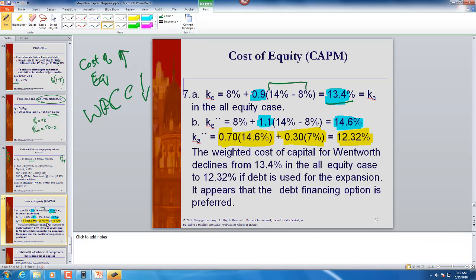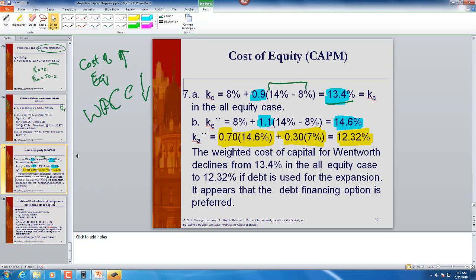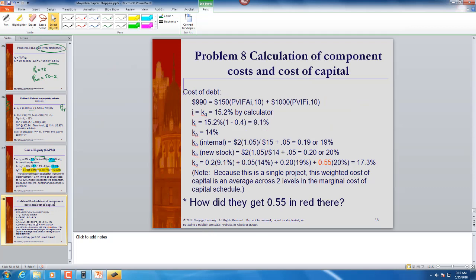Now we come to probably the most important concept. Now this is problem 8. Calculation of component costs and of cost of capital. Now, in addition to what you see here, I'll also send you all a worksheet with problems that I want all of you to work on. That will have both capital budgeting and cost of capital. I want all of you to work on those because exam questions are a little like this one. So I want you to work on that.